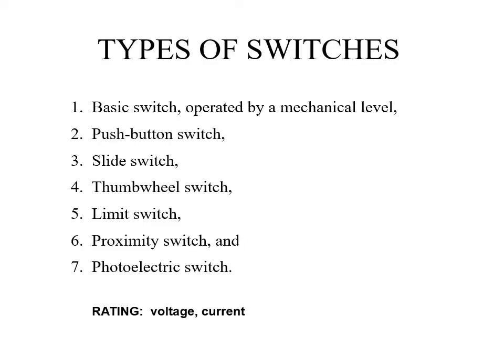And then here are the types of switches. We have the basic switch operated by a mechanical lever. This is sometimes called a toggle switch. And then we have the push button switch. An example is the button on your remote. Then we have a slide switch. This can be turned on or off by sliding. And then the thumb wheel switch. And then we have limit switches, proximity switch, and photoelectric switch.